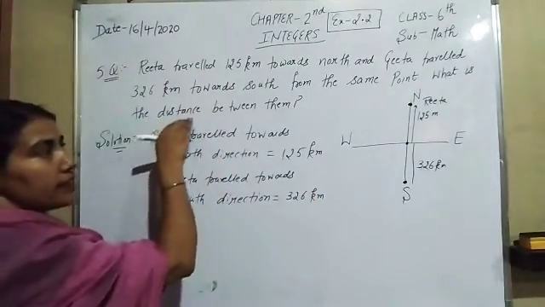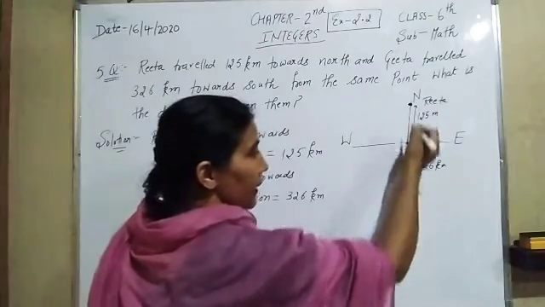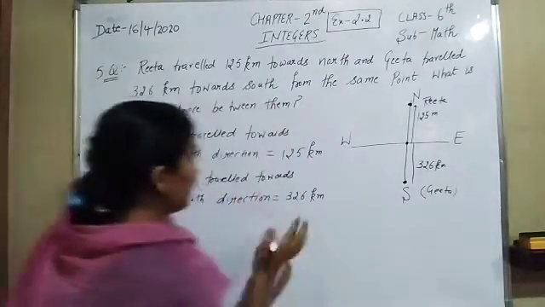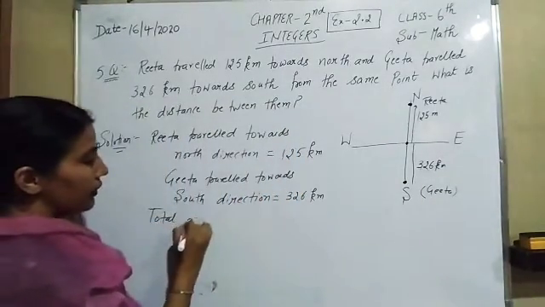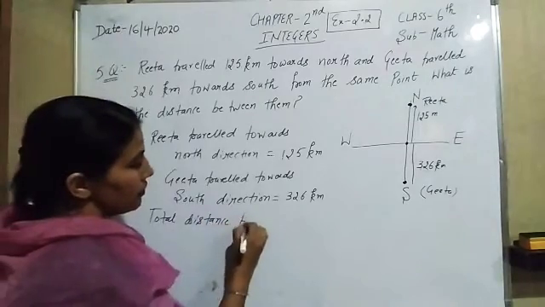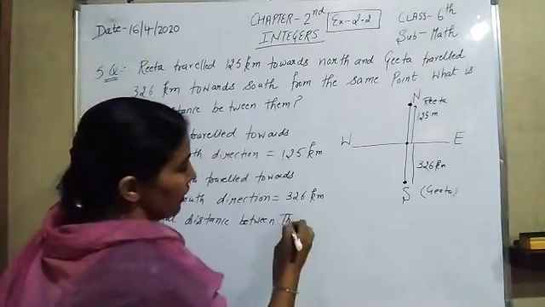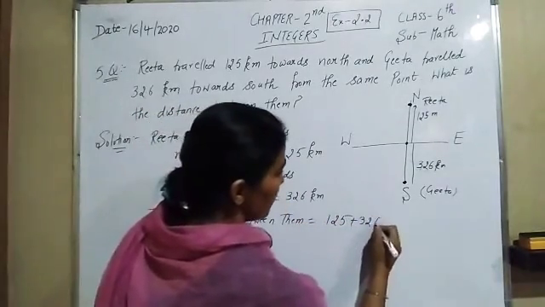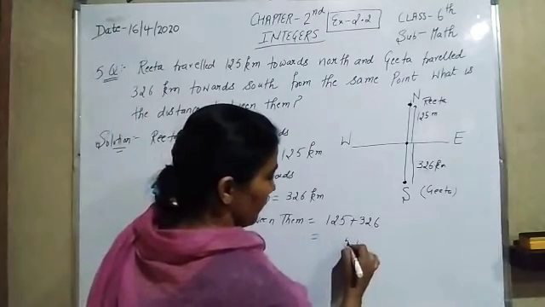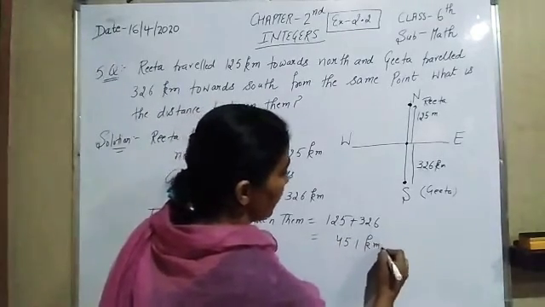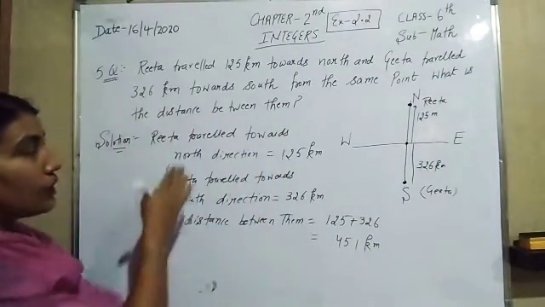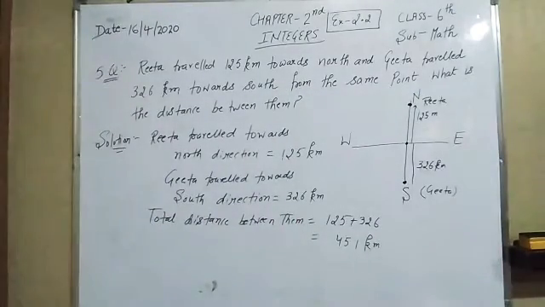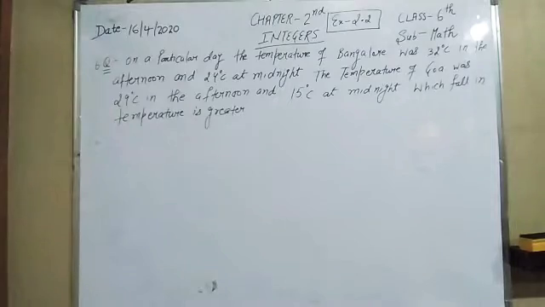Now what we have to find out? We have to find out the distance between them, the distance between Rita and Geeta. That means total distance between them is equal to 125 plus 326, and it becomes 451 kilometer, which is your required answer. Hope you have understood that. Now come to the next question.